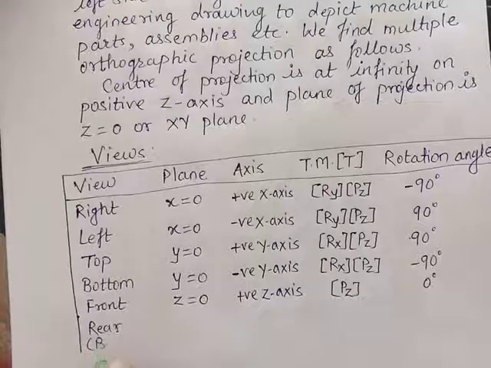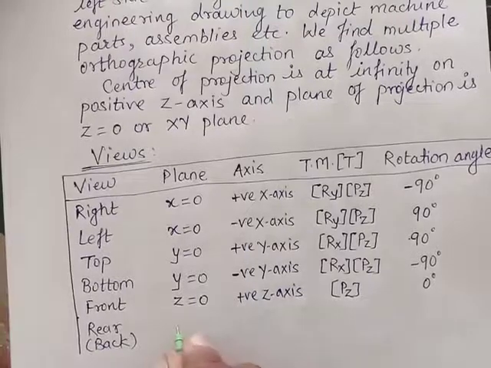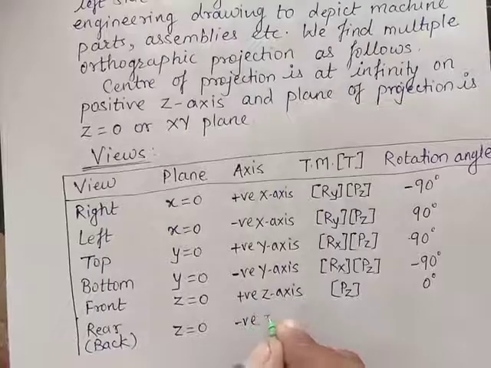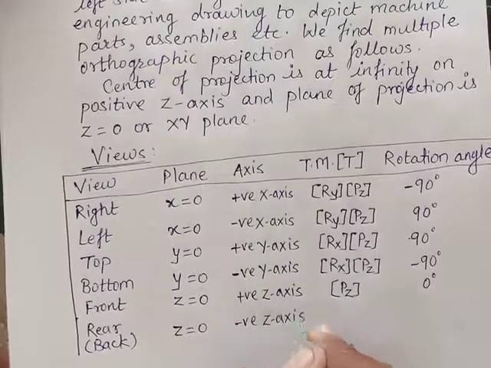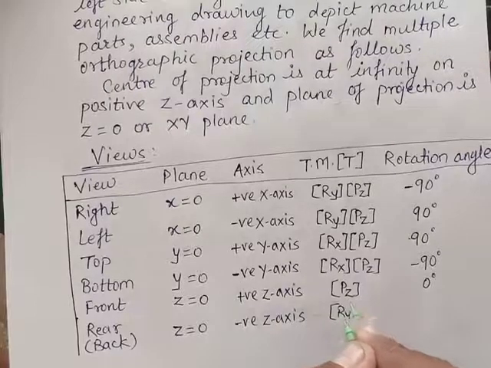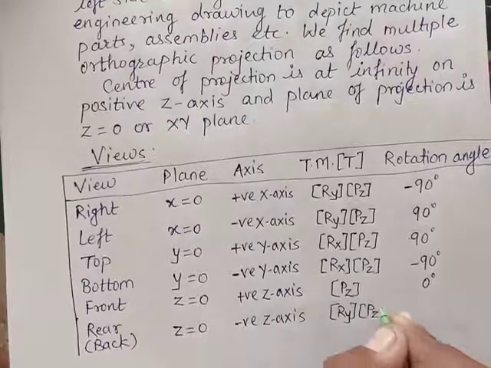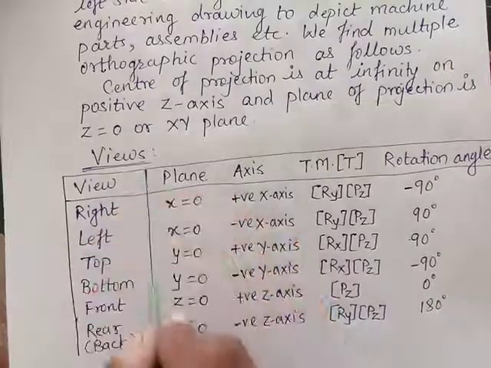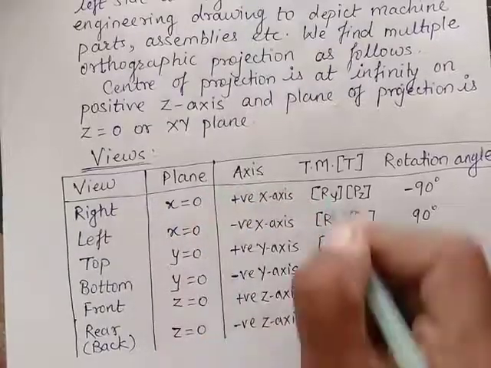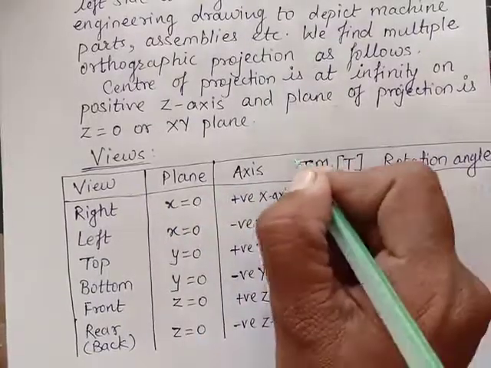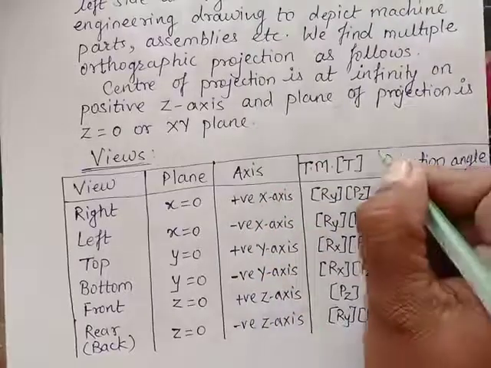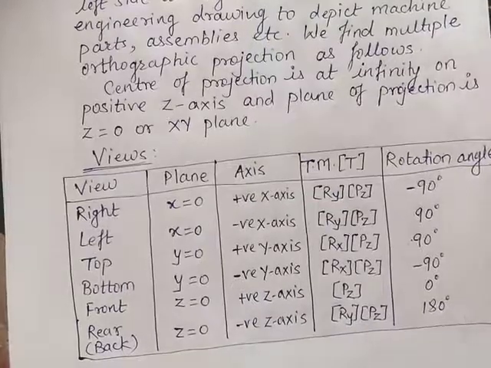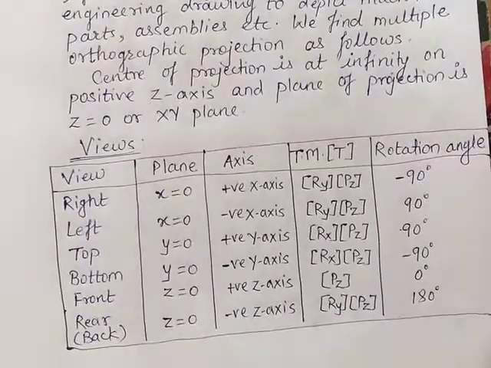And then the rear, or back view. Here also the plane of projection is z equal to 0, negative z-axis. And what is here? Rotation through y into Pz. What is the angle of rotation? 180 degree. So as such we can prepare a table for these views through orthographic projection. Now let us solve an example on this one.